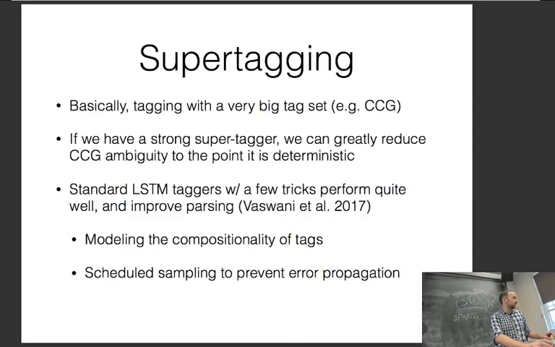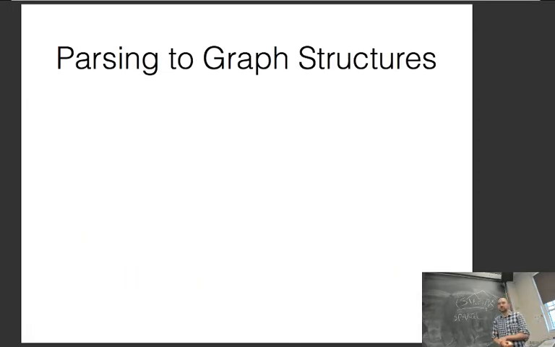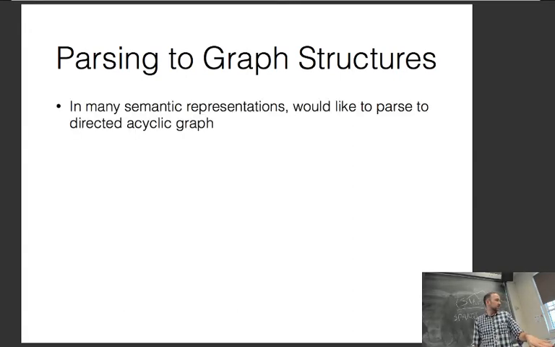Okay. So, parsing to graph structures. CCG is a kind of syntax-driven semantic parsing method. There's also methods for parsing directly to the graph structures that we want to generate. Most of the semantic representations can be represented as some sort of directed acyclic graph.